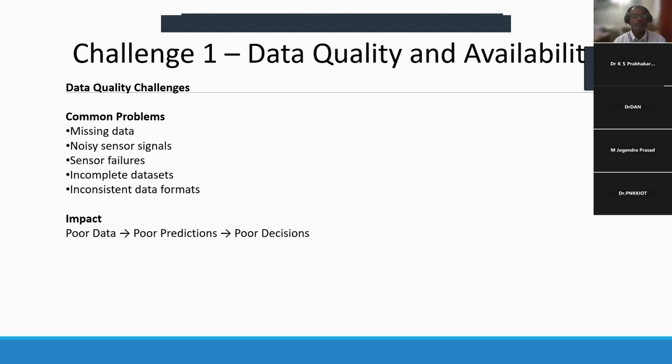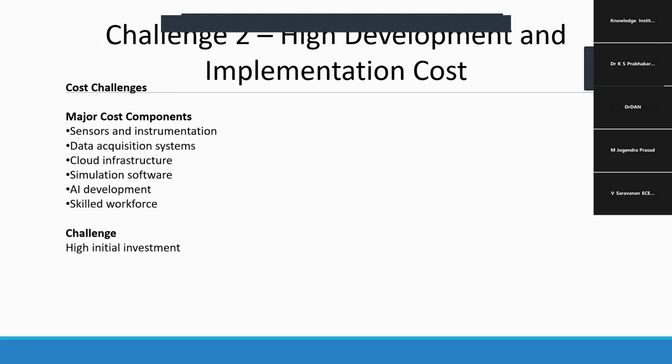Because in most of the cases we may get inaccurate or incomplete data, so that may produce unreliable results. That is a common problem. For example, the sensor may generate a noisy signal, or sometimes it can miss the data. The sensor may fail. In that way, the decision will also become poor. So data quality is the main challenge.